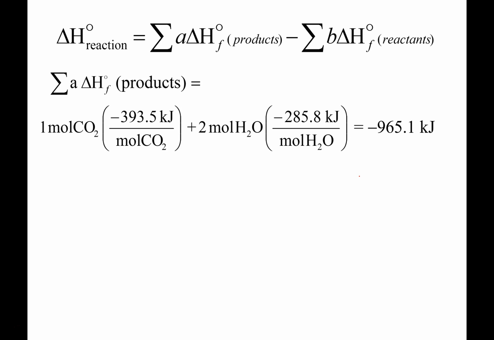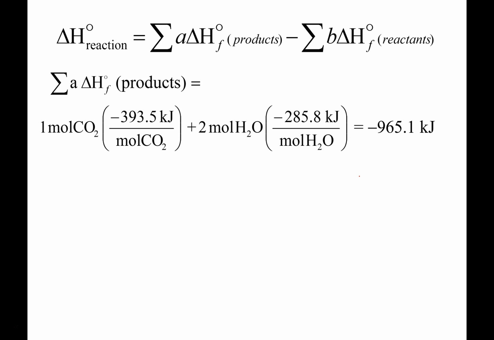So the coefficient for the CO2 is 1, so 1 mole of CO2, and the standard enthalpy of formation is negative 393.5 kilojoules per mole of CO2. Then we need to look at the other product, 2 moles of H2O, times its standard molar enthalpy of formation, negative 285.8 kilojoules per mole of H2O. Rounding to 1 decimal, you get negative 965.1 kilojoules of energy. So that's the product side.